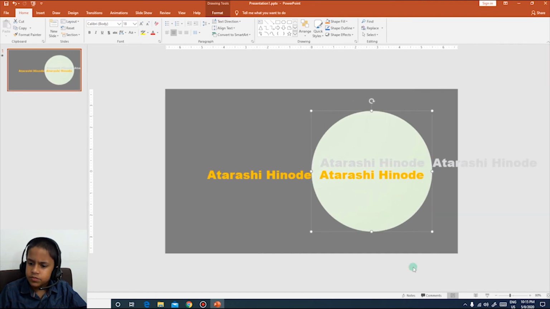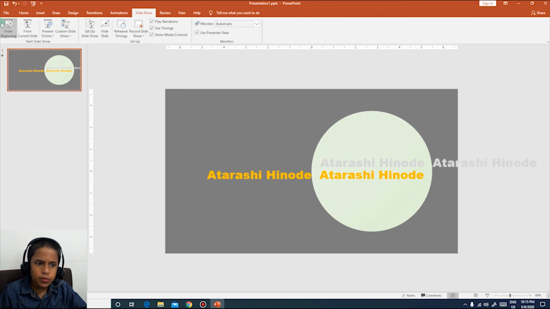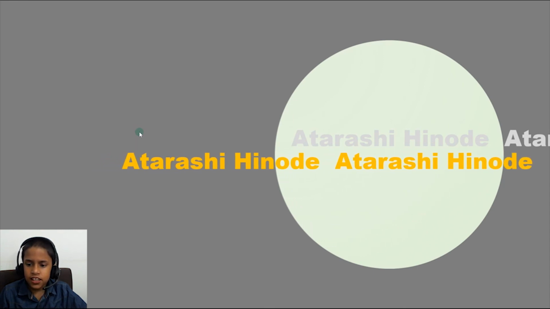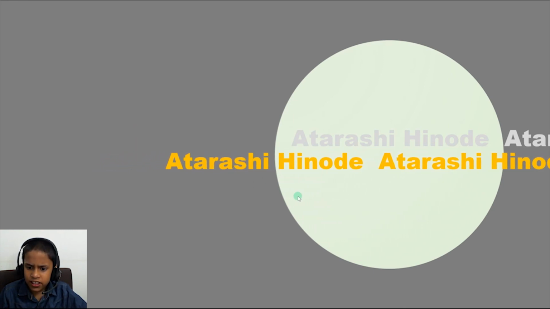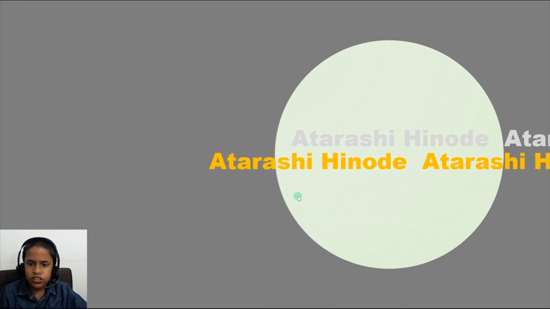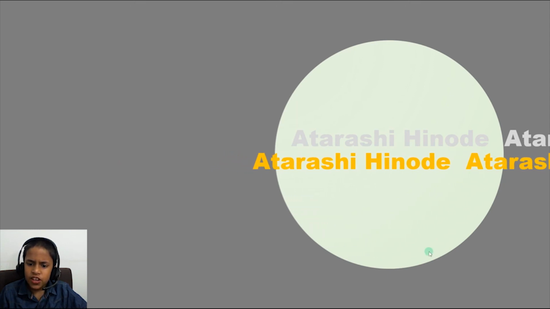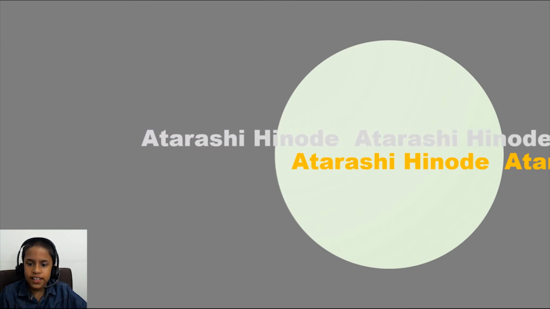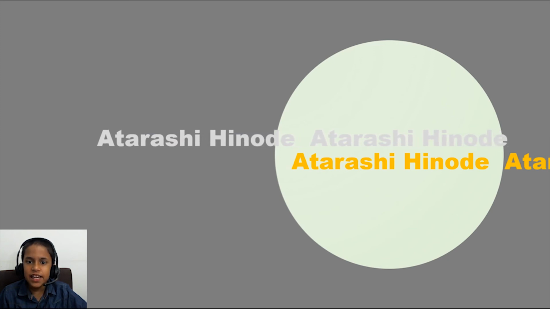Now let me close this pane here. Now let me go to slideshow and let me click from beginning. Now you can see that if I click, the orange text box is moving. If I click again, the white text box will move. But we need both of the text box to move at the same time.